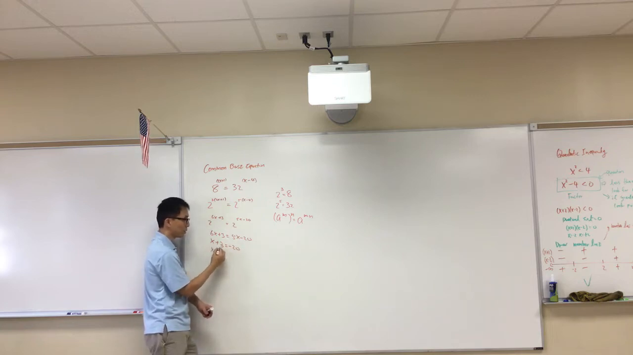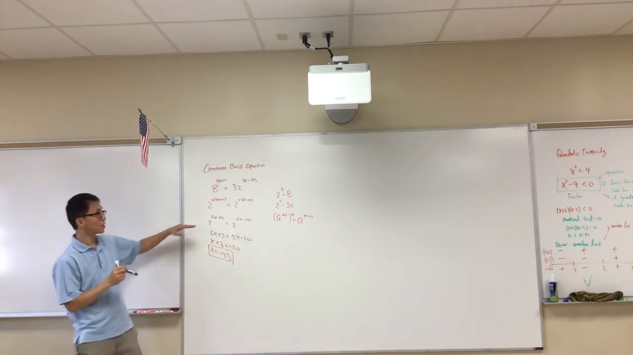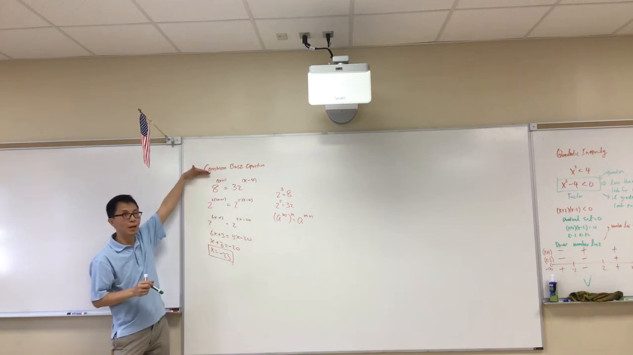X is equal to negative 23, and that's my answer here. Oh, because it has the same base? Only if they have the same base. That's why I say common base equation.